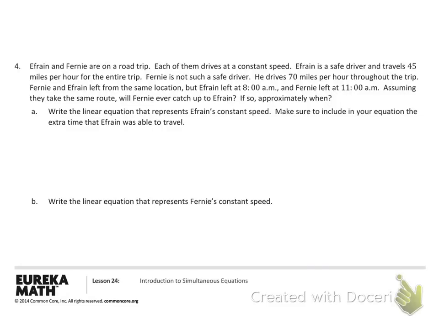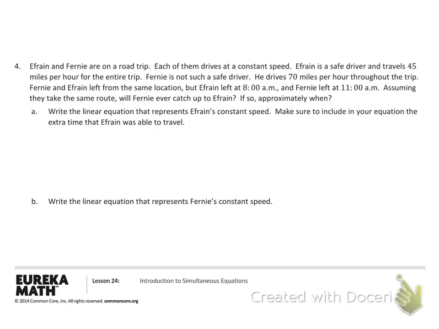Okay, now let's look at exercise 4, and this one you have in your classwork notes. Exercise 4 says Efren and Fernie are on a road trip. Each of them drives at a constant speed. Efren is a safe driver and travels 45 miles per hour for the entire trip. Fernie is not such a safe driver.